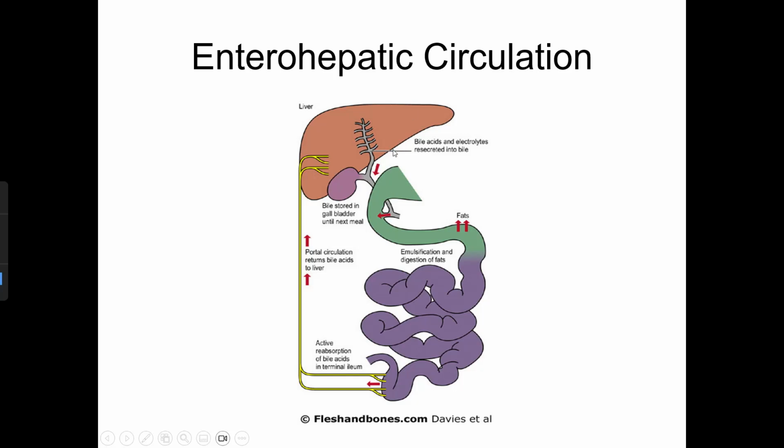So the liver makes the bile and the gallbladder stores it. And it's the gallbladder's job to empty into the duodenum as soon as fats are in the duodenum. If there is an obstruction, a blockage, if there's an inability of this bile to get out, then you're going to see an issue with fat absorption.